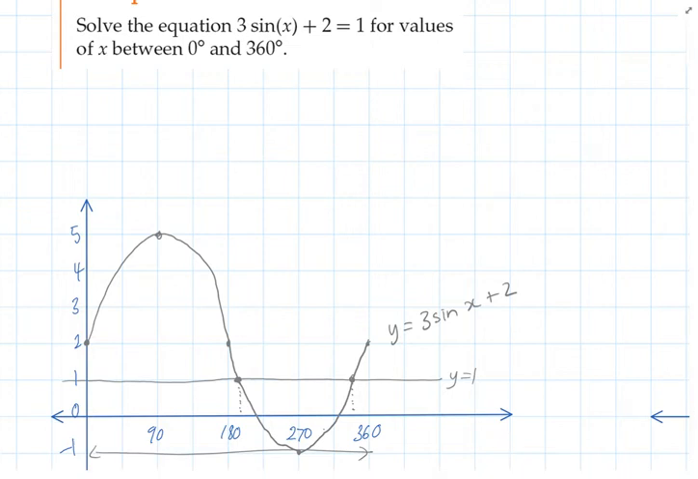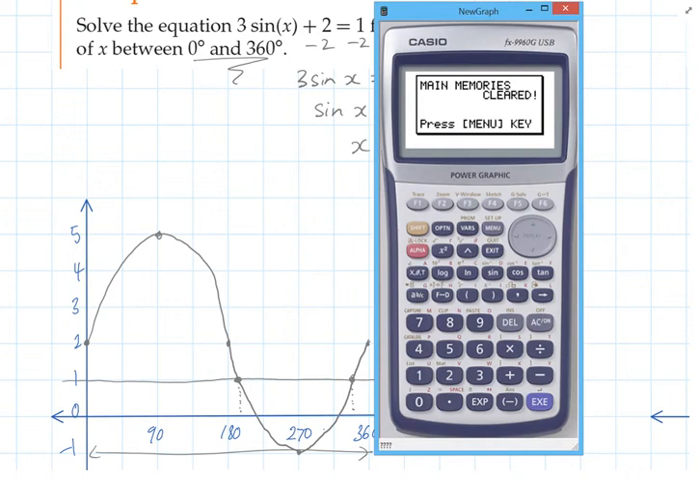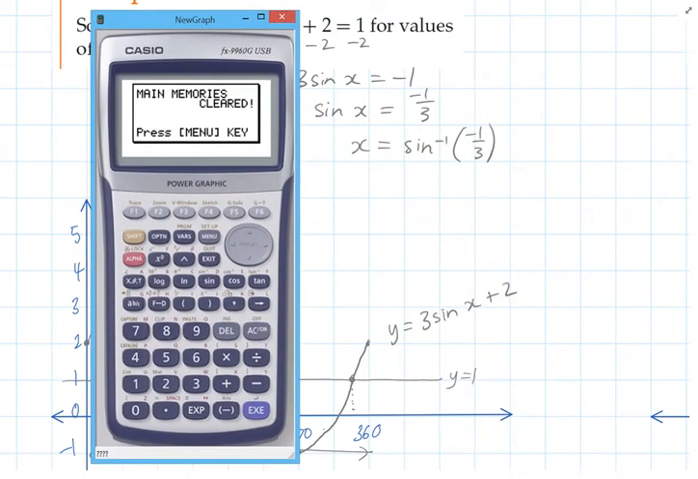So let's start solving this by subtracting 2 from both sides. And so we'll get 3 sine x equals negative 1, and divide both sides by 3, so sine x equals negative 1 over 3. So this is where we use our sine inverse. So you remember this from year 11. So we go x equals sine inverse negative 1 over 3. Now the question is asking with an interval in degrees, so when we use our calculator, we've got to make sure that's in degrees mode as well.